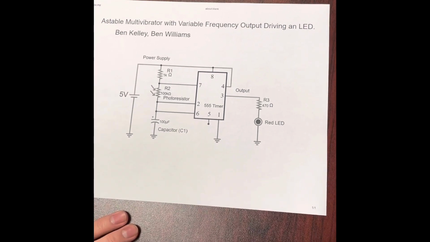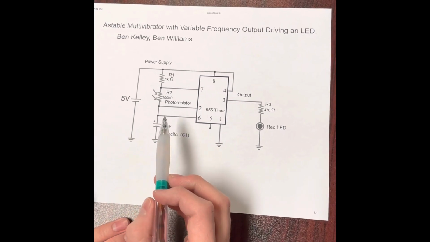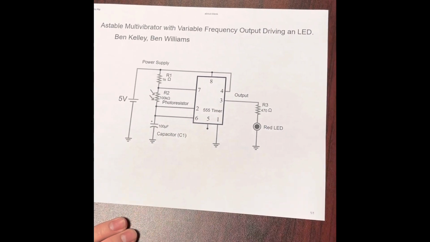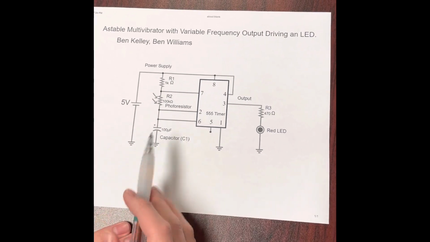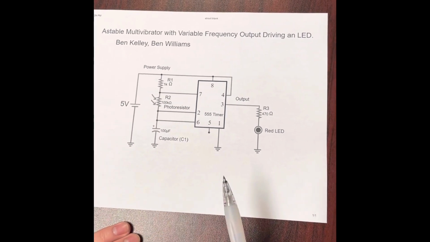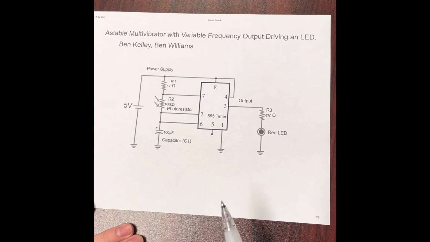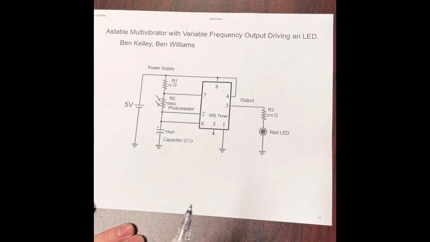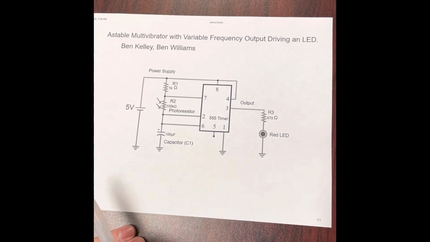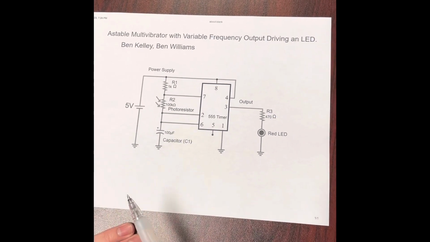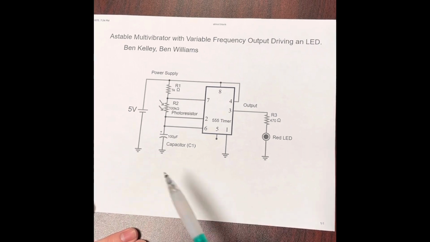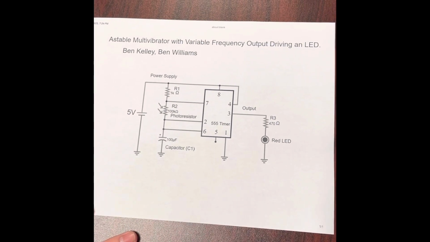So how this circuit works is as you put your hand over top of the photoresistor, the resistance increases, causing the amount of time it takes for the capacitor to charge and discharge to increase. But as you remove your finger, the photoresistor gets more light and it takes less time for the capacitor to charge and discharge.